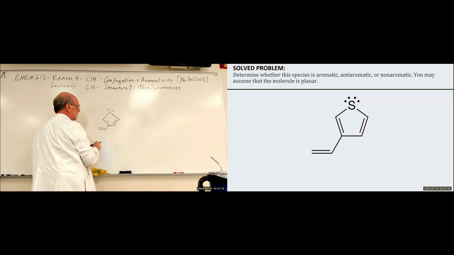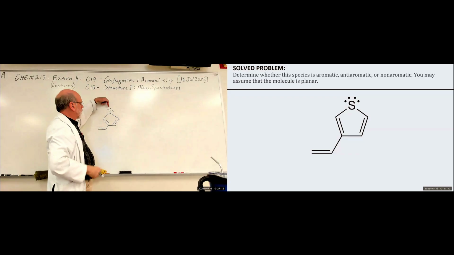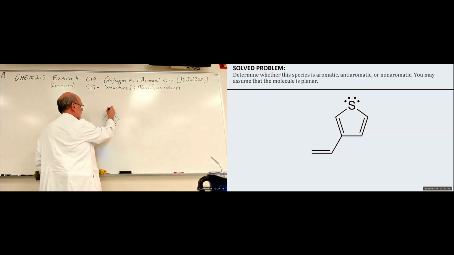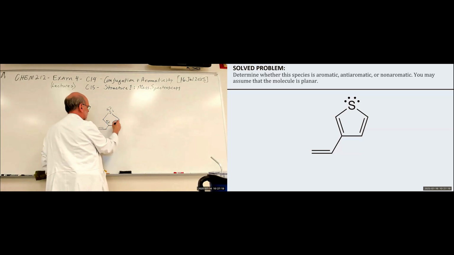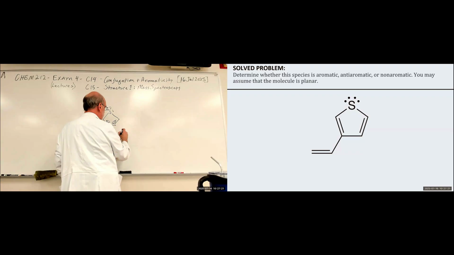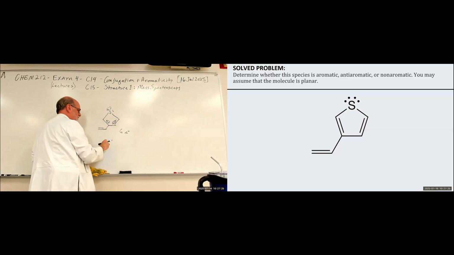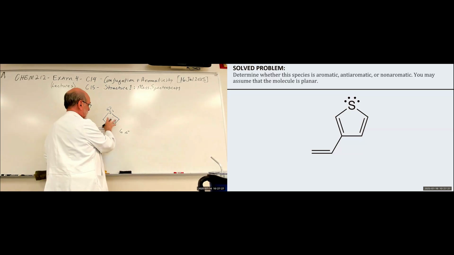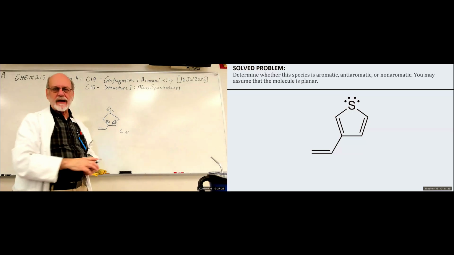Remember, only one of these pairs can contribute to the structure. So we have 2, 4, 6. That's the Huckel number, 3 pair, 6 electrons. Okay, that's satisfied. It's a ring structure, and it should be planar. So this is probably aromatic.